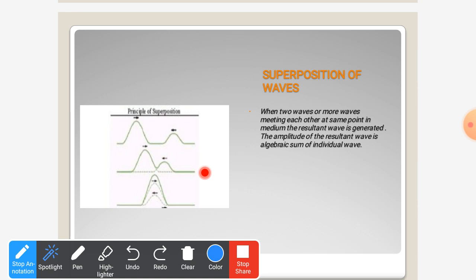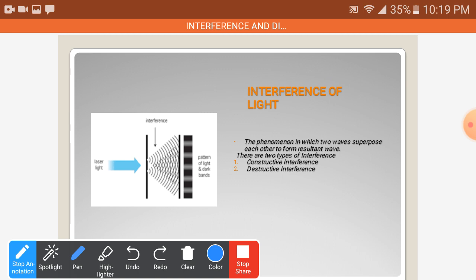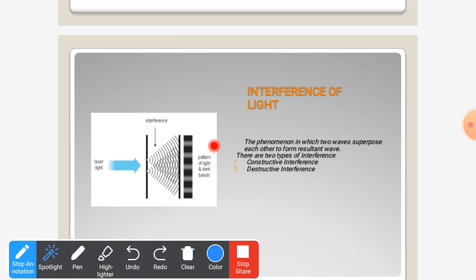The amplitude of the resultant wave is the algebraic sum of the individual waves. You can easily see here that the amplitude of this wave is equal to the sum of the amplitudes of these waves. This is the superposition of waves. Then you can watch here how these waves are superposing each other, and we are getting an interference pattern here, and we are getting the phenomenon of interference here.